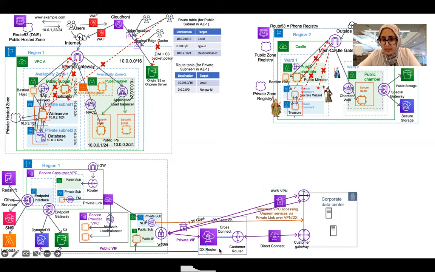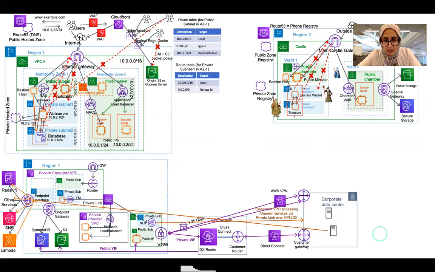But in the case of Direct Connect, it has a dedicated route between the data center and AWS. So it's not being encrypted. The traffic that goes through Direct Connect is not encrypted, but for the VPN, it is. The VPN goes through the public internet, while Direct Connect goes through a dedicated route. So that's the basic difference between them. Let's see what else we have.